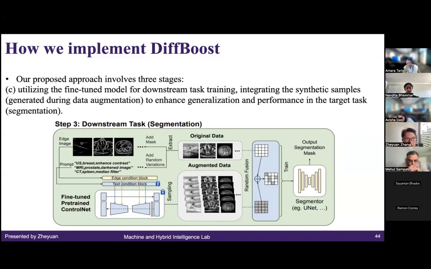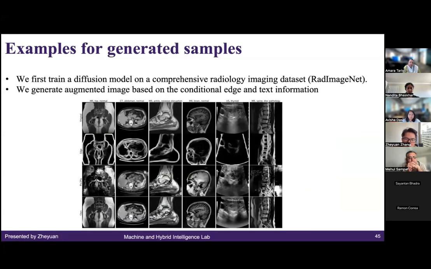And in the last step, in the real downstream task, before doing segmentation, we will first sample some latent space using our trained diffusion model. And then for these samples, we add different prompts, like saying ultrasound breast, enhanced contrast, or dark image, something like this. With this perturbation in the latent space we can generate some augmented data. And this augmented data will be randomly fused with the original data and used in the final segmentation networks, like different U-Nets.